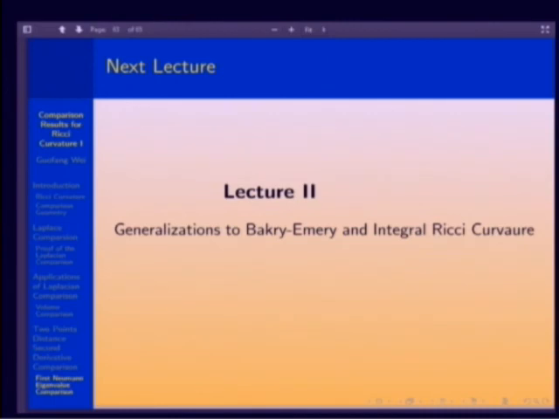So in this first lecture, what we want to get is what the Laplace comparison is. Laplace comparison is really important. Hopefully that's all you get. Next time I want to generalize to Bakry-Emery Ricci curvature and integral Ricci curvature in this case. Okay, thanks.